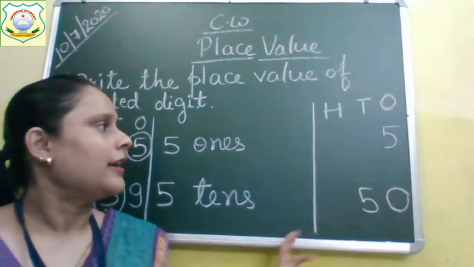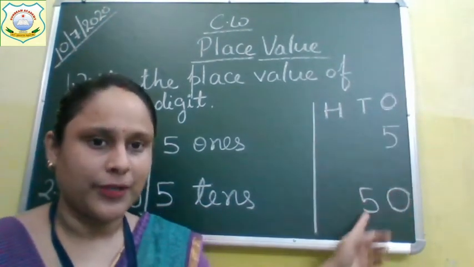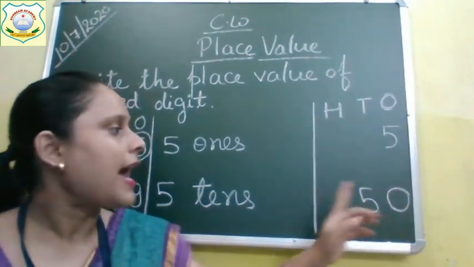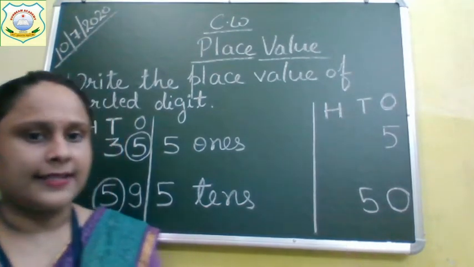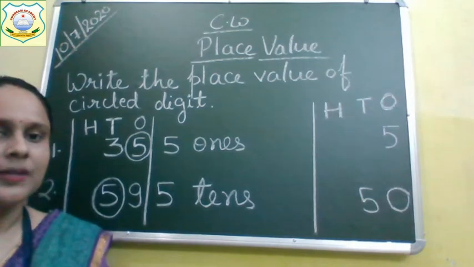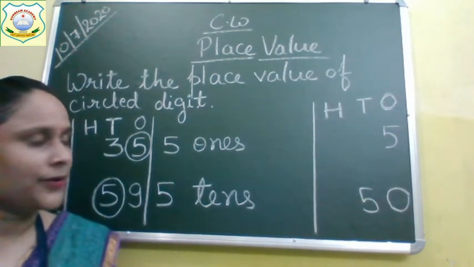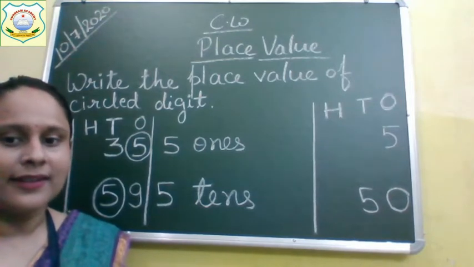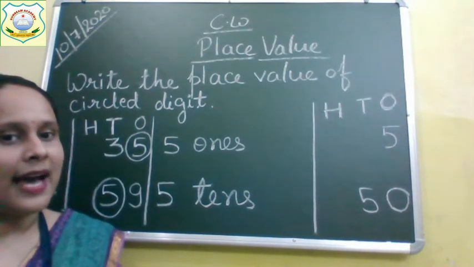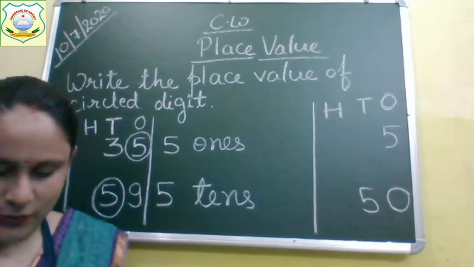The number at the ones place will be written in the ones place and the number in the tens place will be written in the tens place. So I hope now you all have completed your work. Done up to here. Now let's start with the third question.